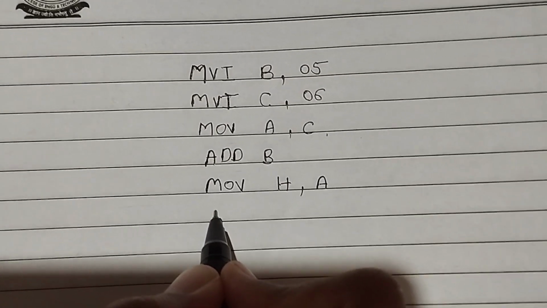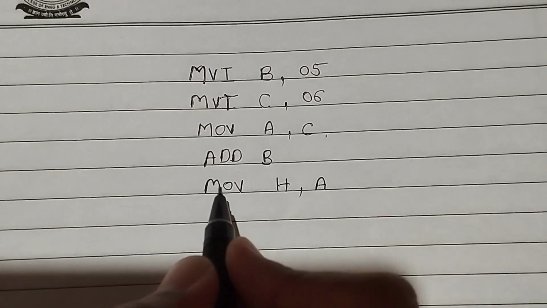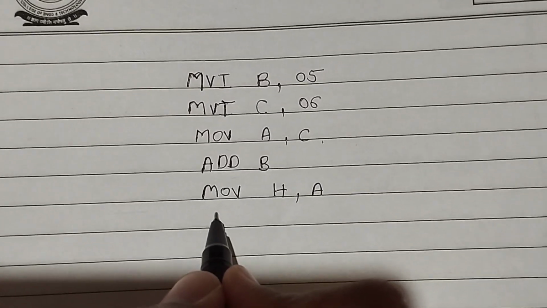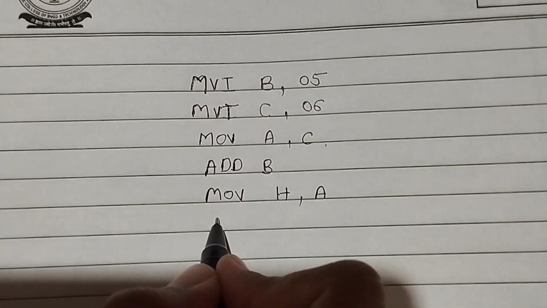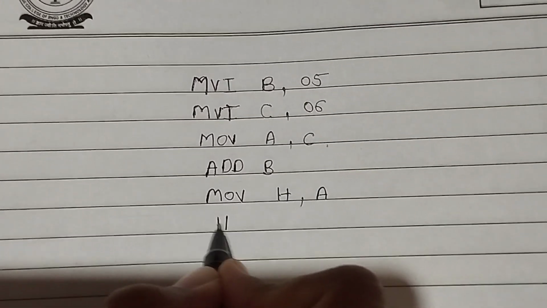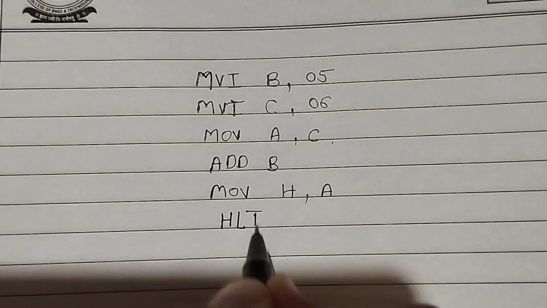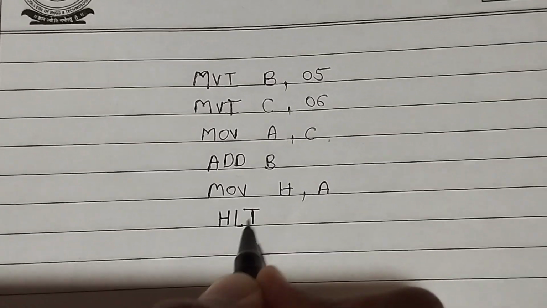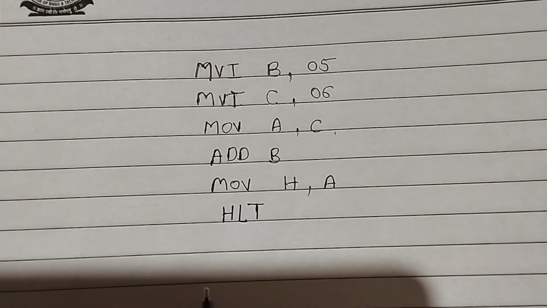Now we get the required output. So now stop the program. For that purpose we use the halt instruction. In this way we complete our program.